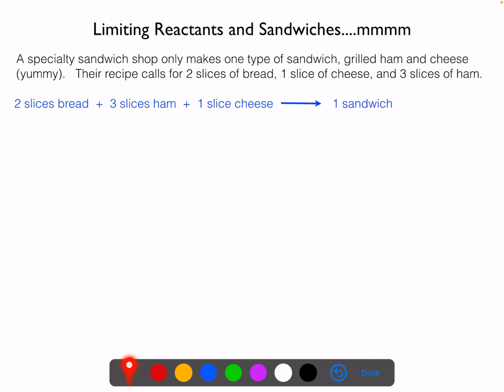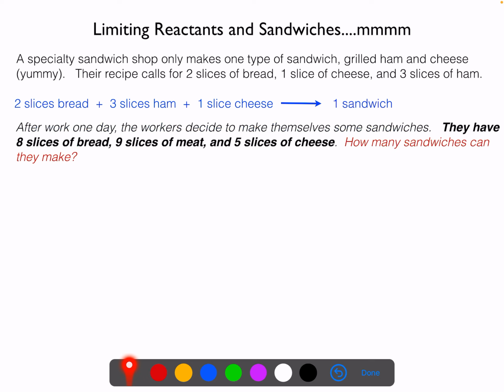If you work in the sandwich shop, you might come into work one day and find out that all we have in stock are 8 slices of bread, 9 slices of ham, and 5 slices of cheese. So the question becomes, how many sandwiches can we make? This is a limiting reactant problem. This is the recipe, this is the chemical reaction, and this is what we have to mix together. So how many total sandwiches can we make?